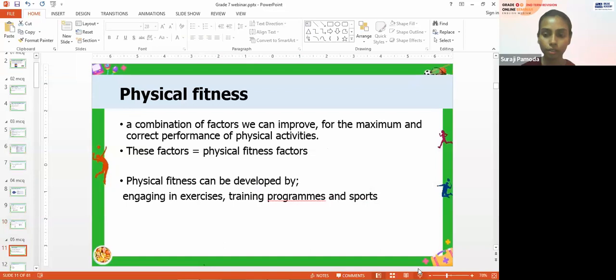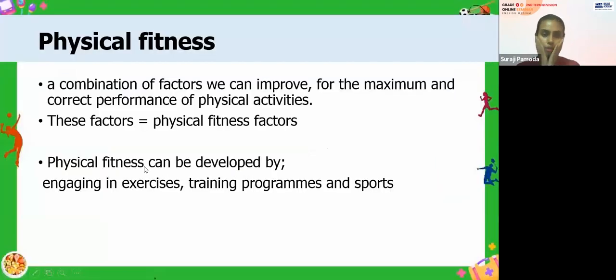Okay. Let's first look at what physical fitness is, right? Physical fitness means there are some factors that help us do an activity to the maximum and perform it correctly, right? Those factors, we call them physical fitness factors, right? The combination of these physical fitness factors, we call physical fitness, right?